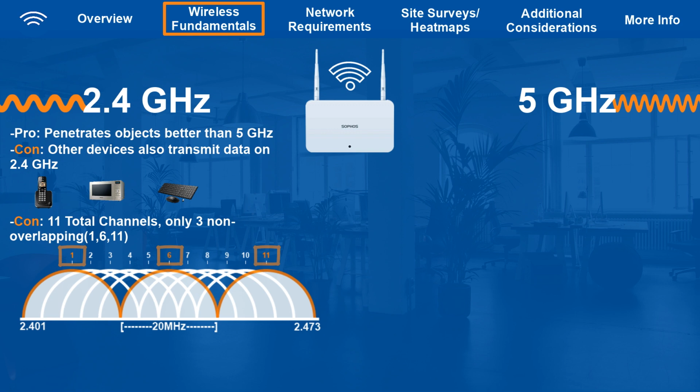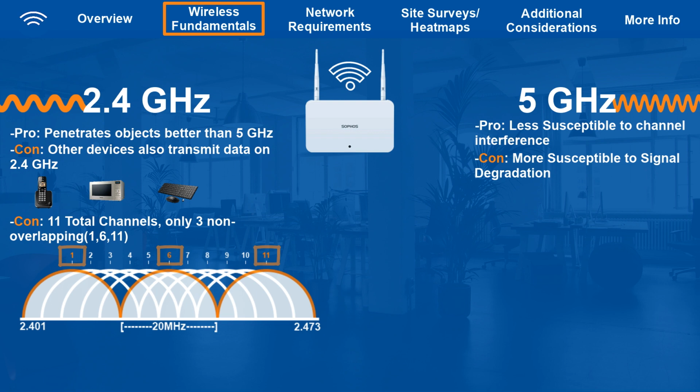Our other frequency band option is 5 GHz. Now, 5 GHz is less susceptible to channel interference, but more susceptible to signal degradation. 5 GHz is a higher frequency, so its waveforms are much smaller and faster than 2.4 GHz. It's more difficult for higher frequencies to penetrate objects, but they have a faster transmission rate, meaning much faster potential speeds. 5 GHz has 24 non-overlapping channels, so a lot more to choose from. Because of that, its channels are less likely to get congested due to high traffic or interfere with each other if multiple APs are close together.